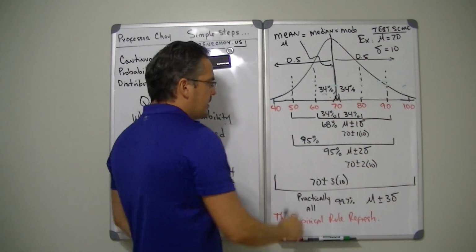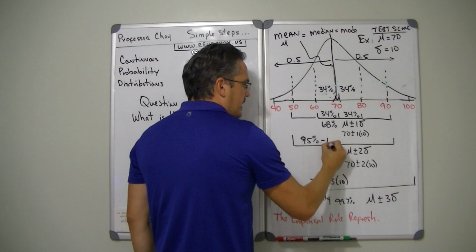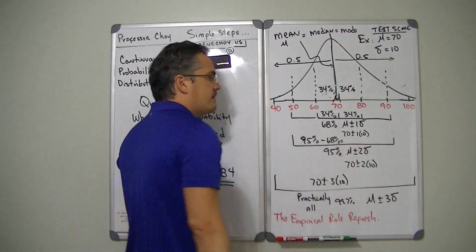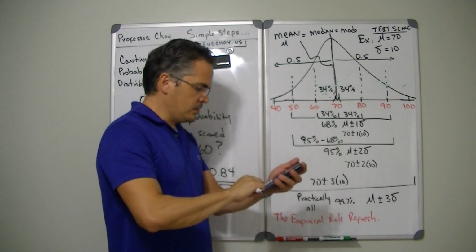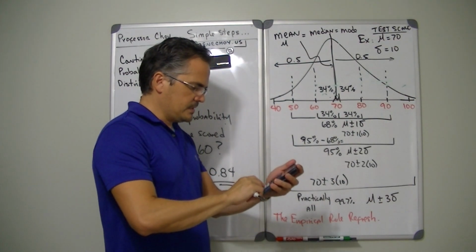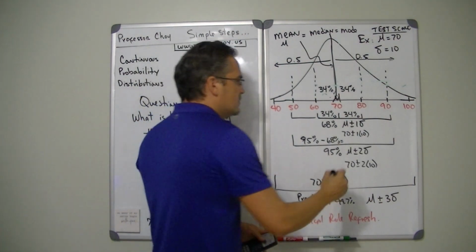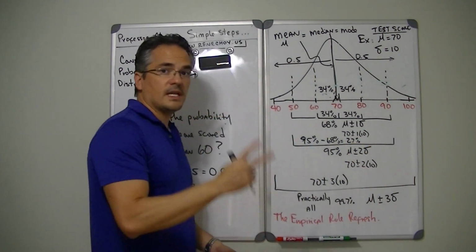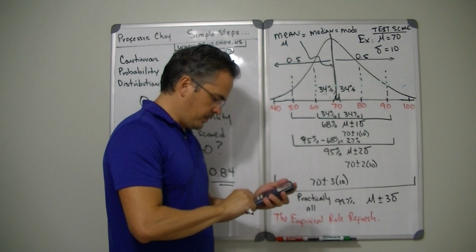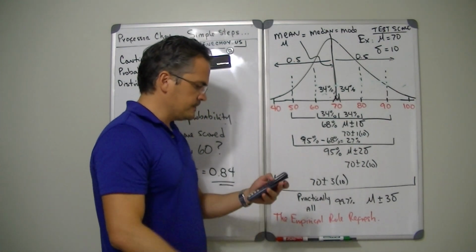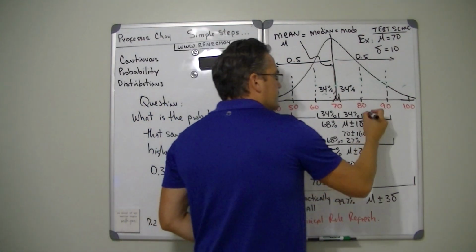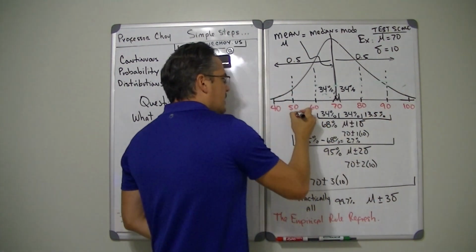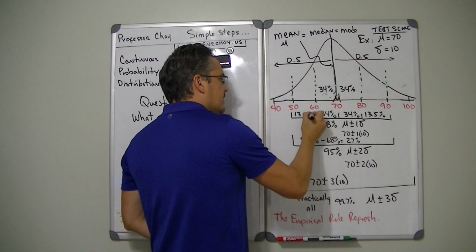And I can do that by doing 95% minus 68. And then whatever I get there, I divide it by 2. So I'm going to do 95% minus 68. That gives me 27%. And then I'm going to take that 27% and divide it by 2. So 27 divided by 2 is 13.5. So 13.5% is what goes there, and 13.5% is what goes here.